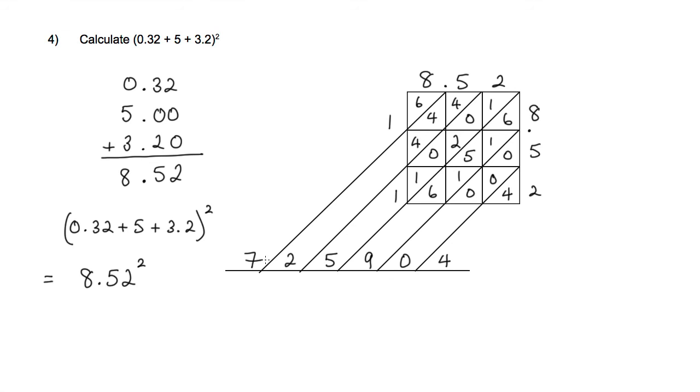Now the last thing to do is to work out where I need to place this decimal point. We have a decimal here and a decimal here, so let's go down vertically and across horizontally until these two decimals meet at this point here, and then we follow this diagonal line down to here and we get 72.5904. So the final answer on this one is 72.5904.